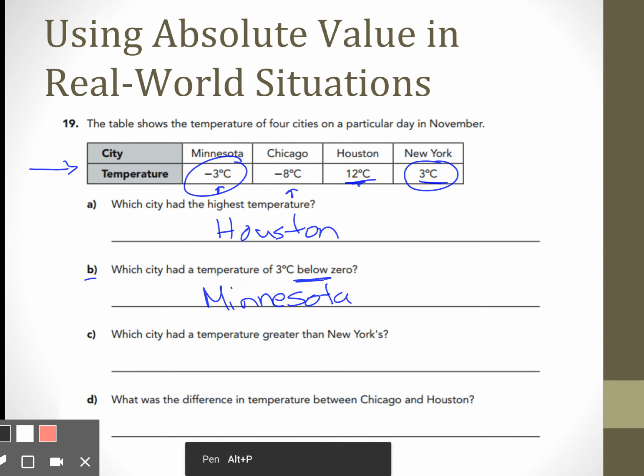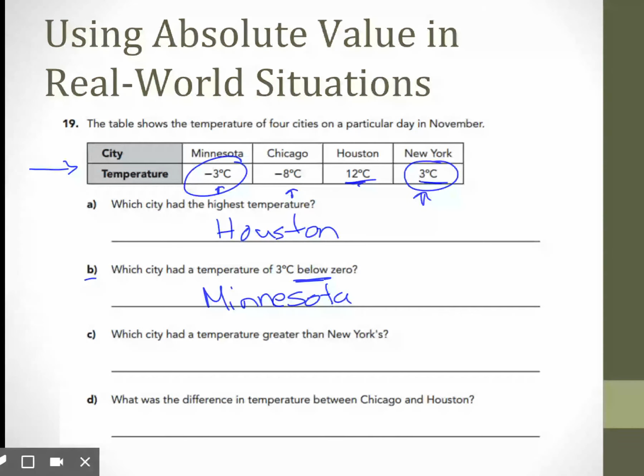So now, which city had a temperature greater than New York's? So New York is a +3 degrees Celsius. Again, the only other city that has a positive temperature is Houston. So it has to be Houston.